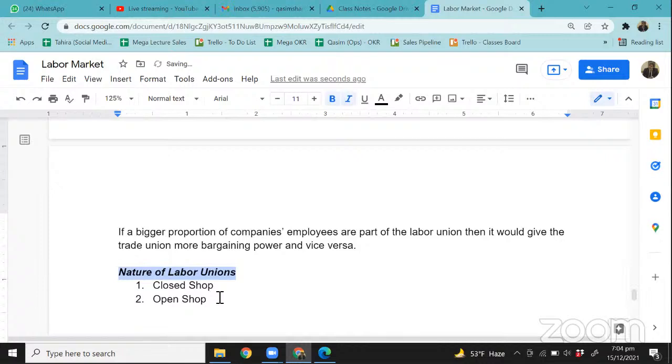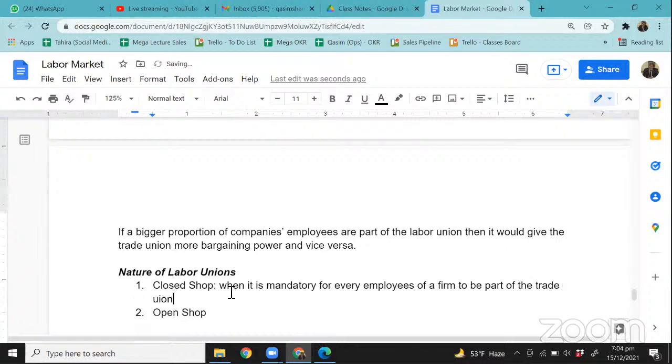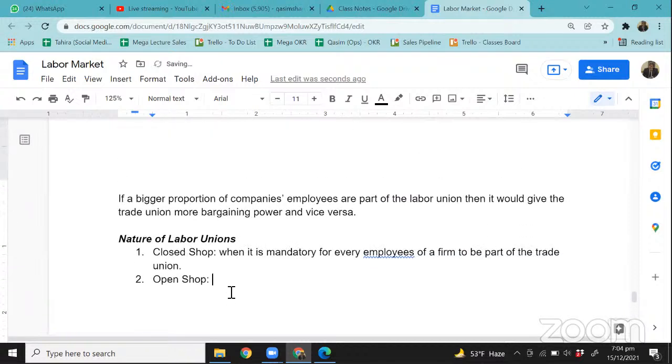So closed shop means that it's mandatory for every employee to be part of the trade union, when it's compulsory for every employee to be part of trade union, right? So you do not have any option but to join that union, right? And why would that be the case? That would be the case because obviously union wants more bargaining power. Does it make sense, right? So for closed shop, it will give more bargaining power to the trade union because everyone is part of it.